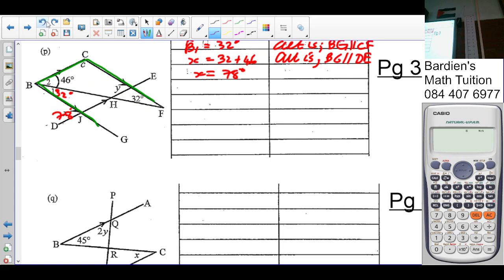Since the course was co-interior first, go with co-interior, so C plus 46 degrees plus 32 degrees equals 180. These co-interior angles with CF being parallel to BG. So angle C is going to be 180 minus 78, which is 102. Okay?